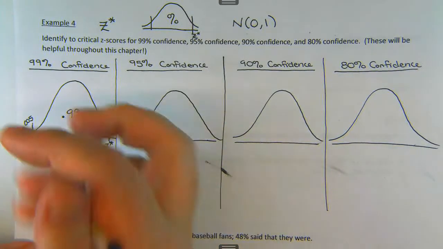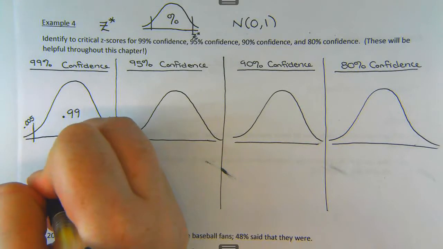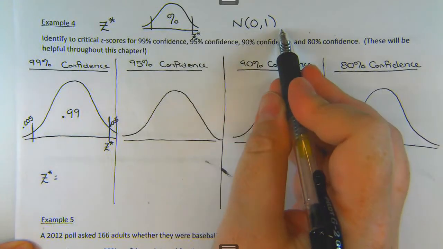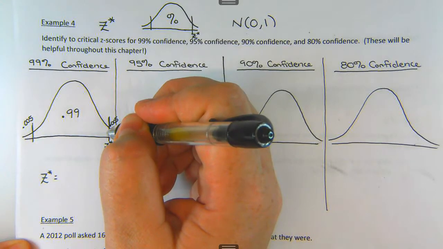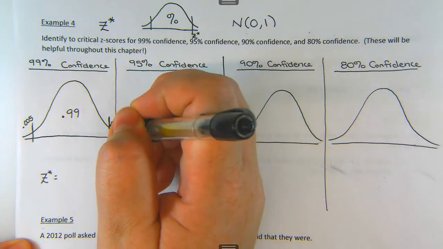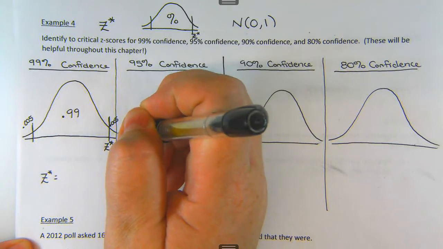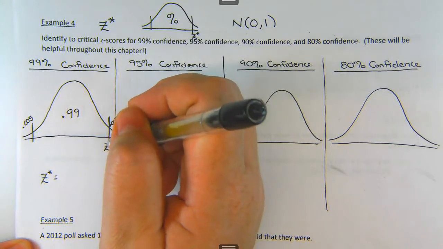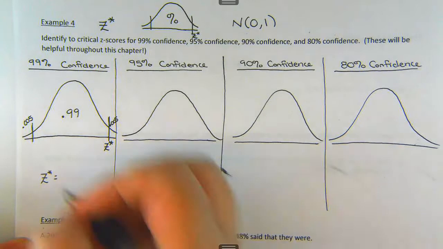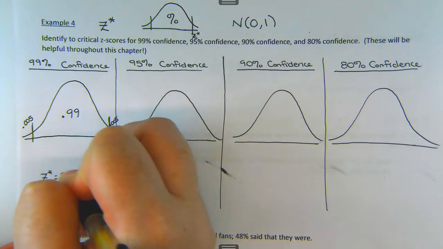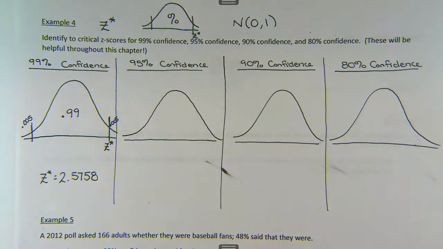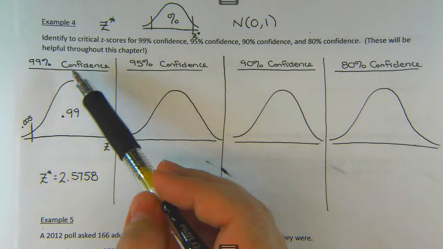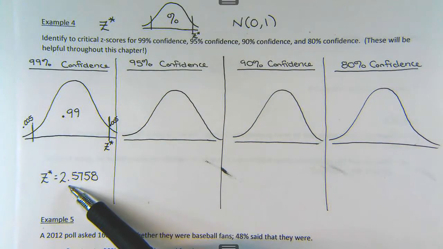So then, using technology to find z-star, using our mean of 0, standard deviation of 1, we want to find the spot that has an area of either 0.995 to the left, or the spot that has 0.005 above. Either way, we'll give you the same value, and rounding to 4 decimal places should get 2.5758. And this value right here is not going to change. Whenever you're asked for a 99% confidence interval, this is your z-star value.